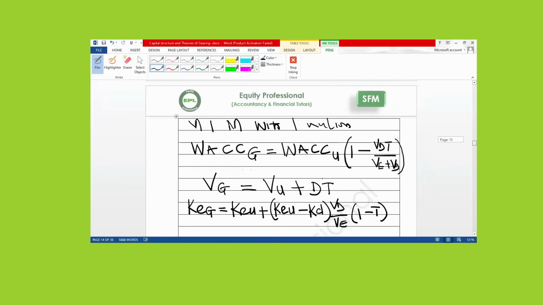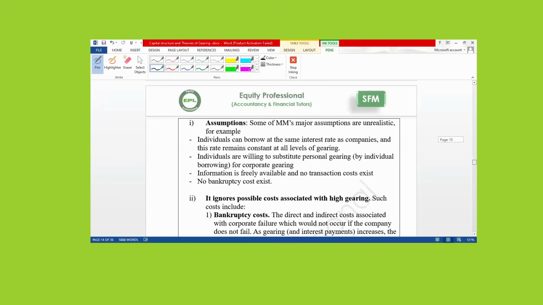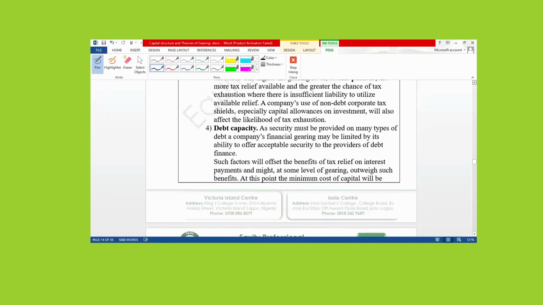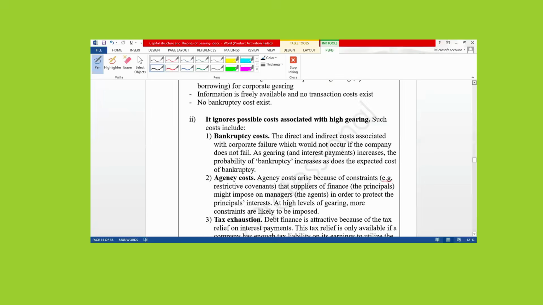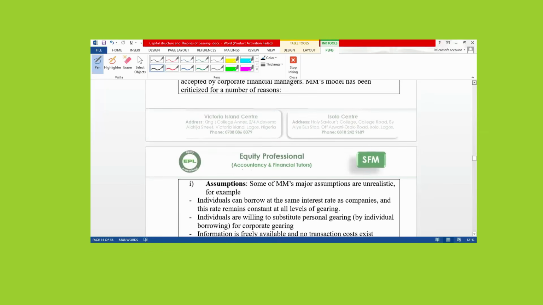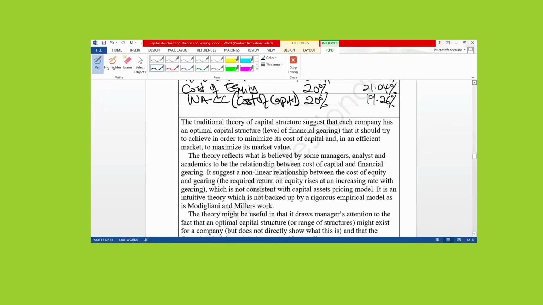So I just want to believe we have not gone through the notes. So please, you are going to read it. Whether it's going to be tested or not, we don't know. Now look at this.